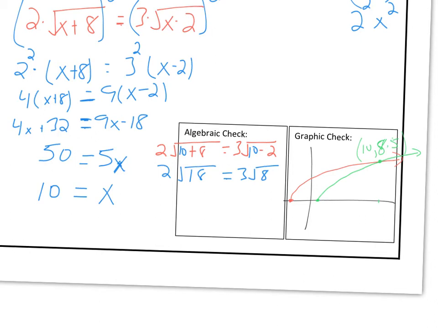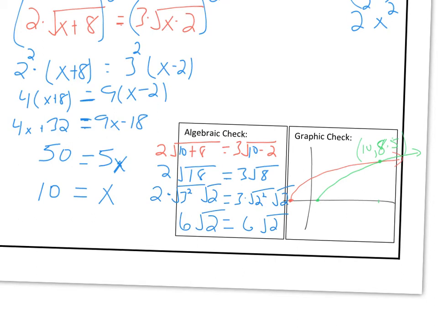So this side over here is going to become 3 times the square root of 2 squared times the square root of 2, which gives us 3 times 2, which is 6 root 2. And this guy over here is going to give us 2 times the square root of 3 squared times the square root of 2, which is 2 times 3, 6 radical 2.